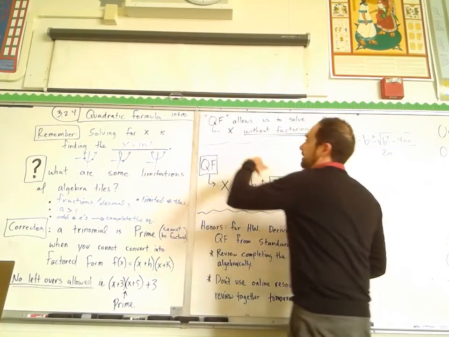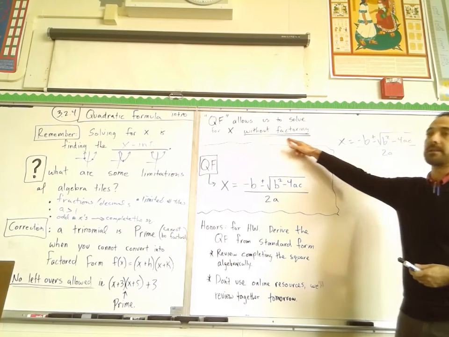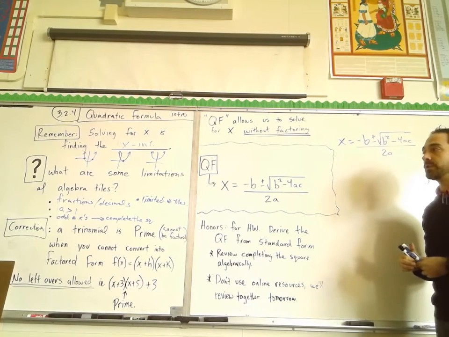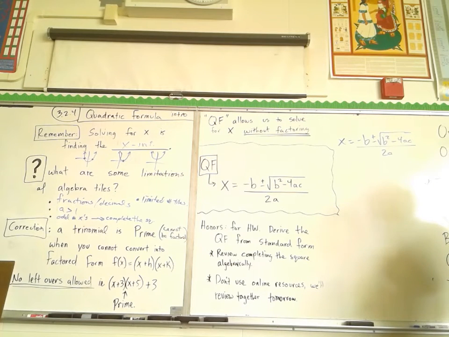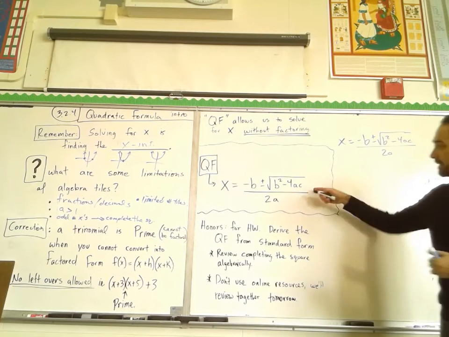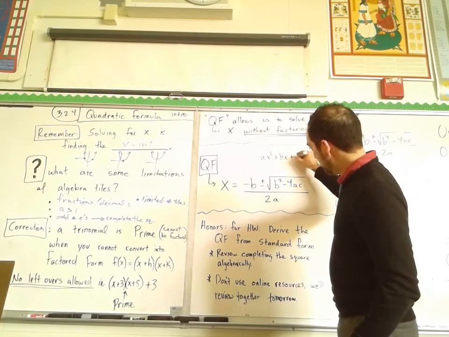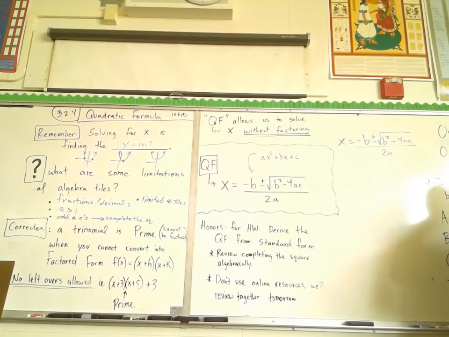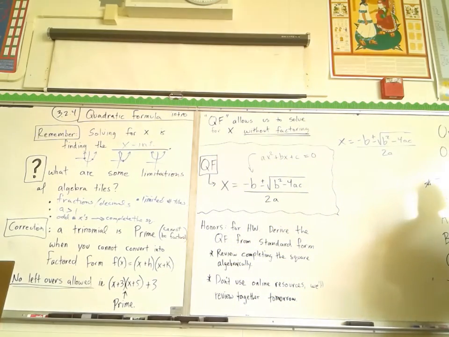QF, the quadratic formula, allows us to solve for x without factoring. That's the key idea. That's why we use this. When it's too difficult to factor, solve by factoring. Now we can find x, solve for x right off the bat. And this does come from standard form. So the standard form of our quadratic, you can solve and isolate x in order to get all the way to the quadratic formula.